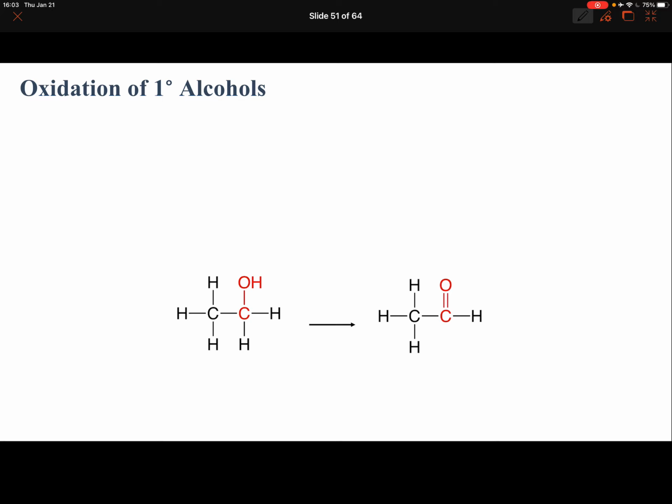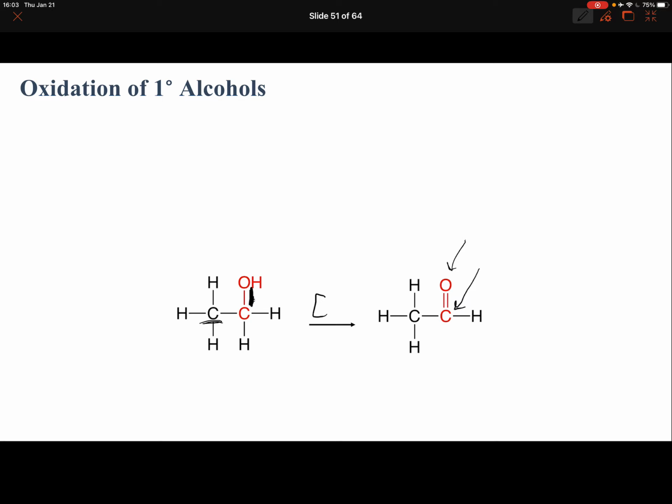So here we have the oxidation of a primary alcohol. So it's primary because it's on this carbon, only has one other carbon attached to it. And whenever we oxidize it, we change that to be a double bond. All you got to do is make sure carbon still only has 4 bonds, and that oxygen only has 2 bonds, and you've drawn your aldehyde.